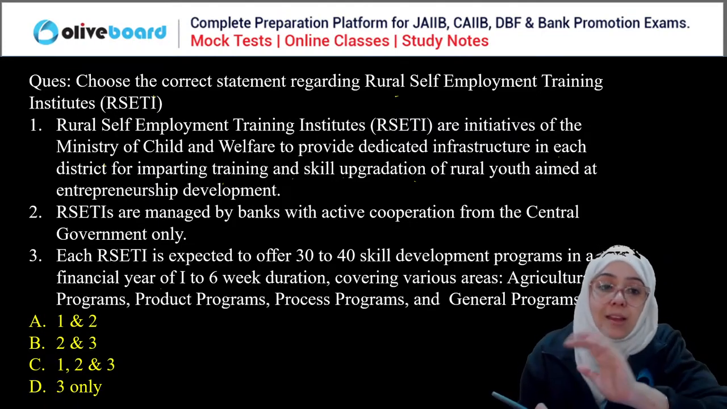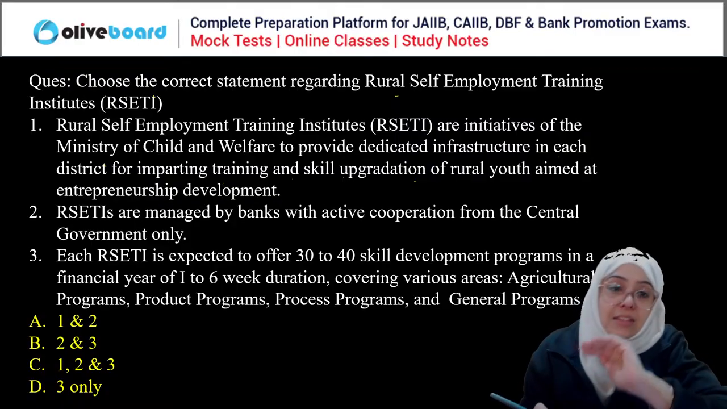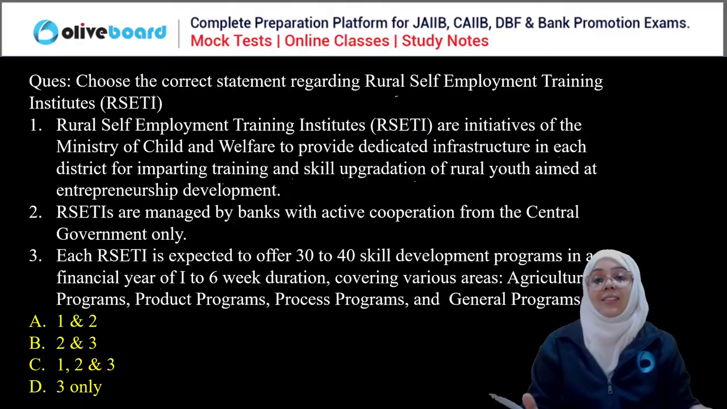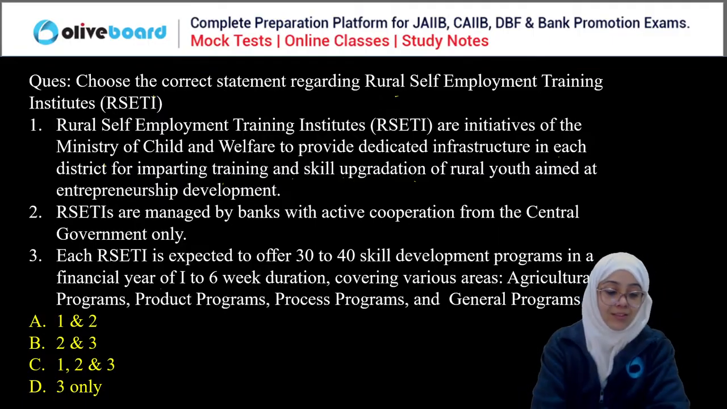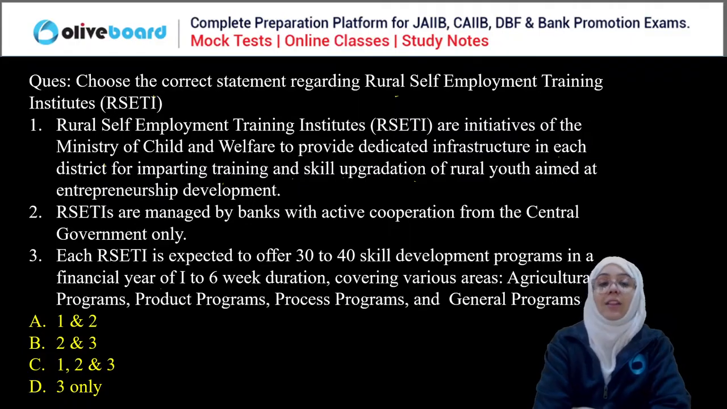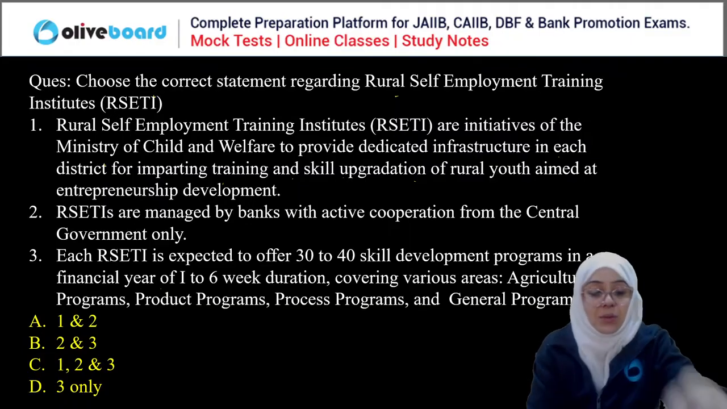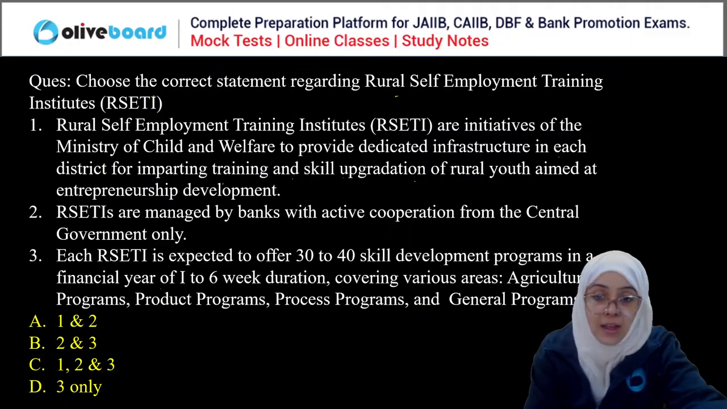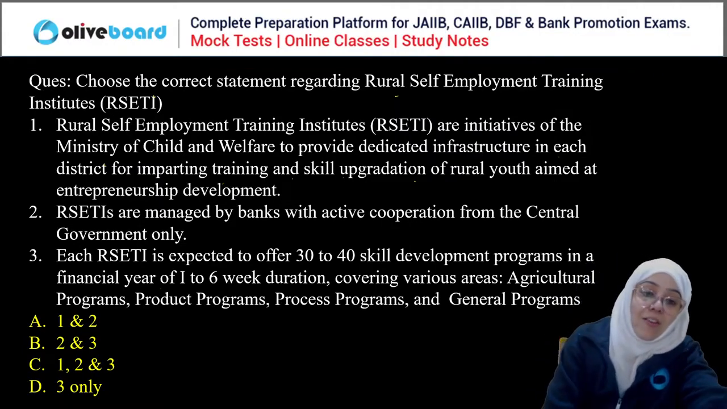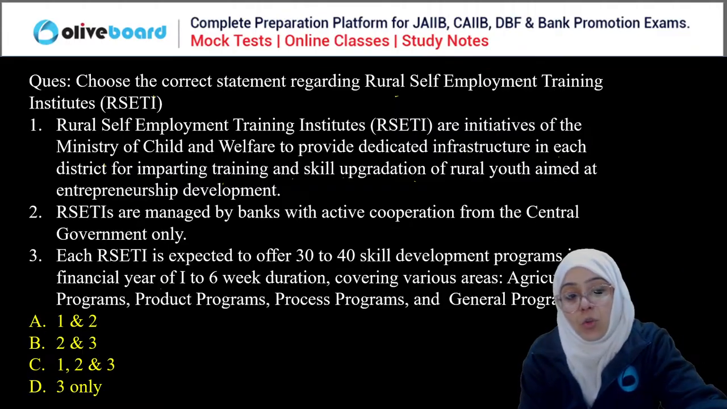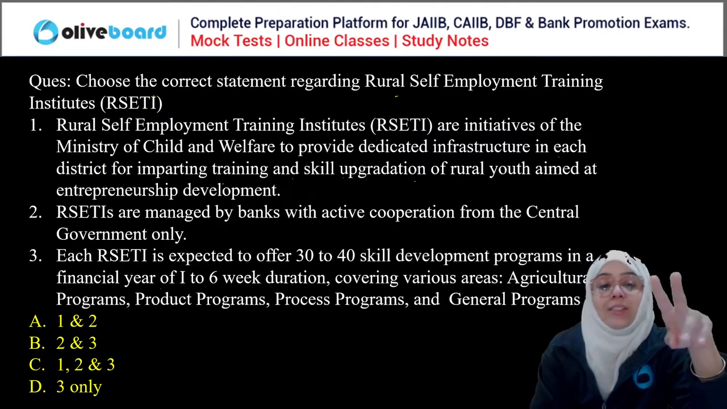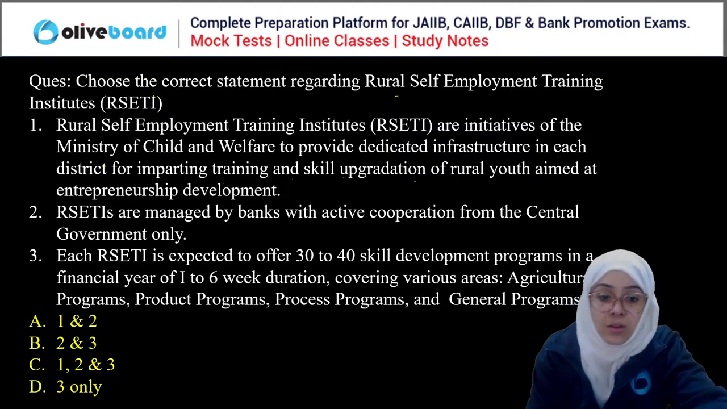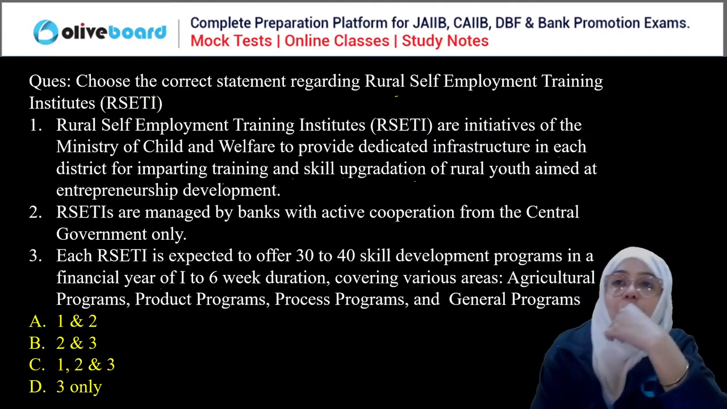So you have to choose the correct statement regarding the RSETI. Everyone, please answer this question. Easily, you can answer this question. We have to choose the correct statement here. Krishna Balakrishnan is saying D, right? So, what is wrong in the first statement? What is wrong in the second statement? You have to tell this also.